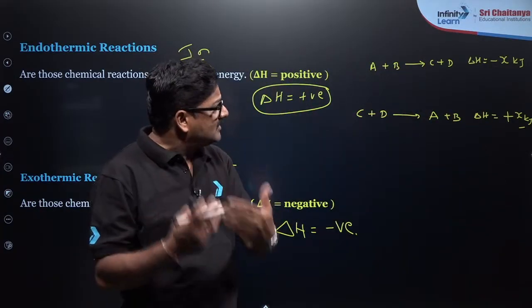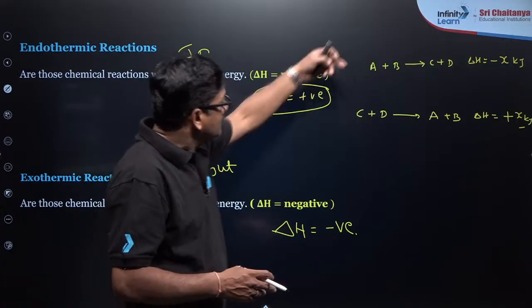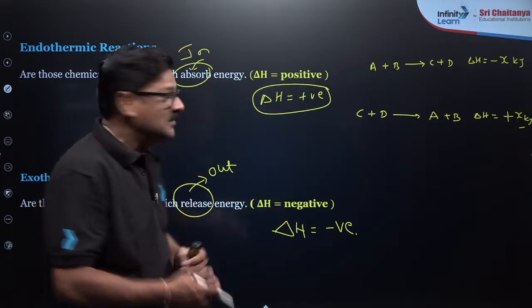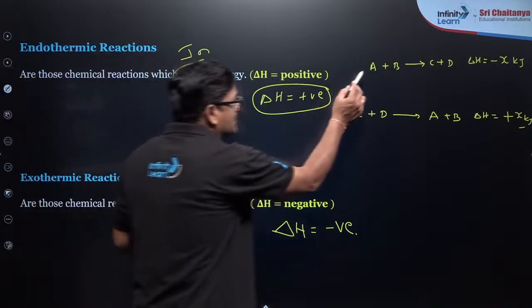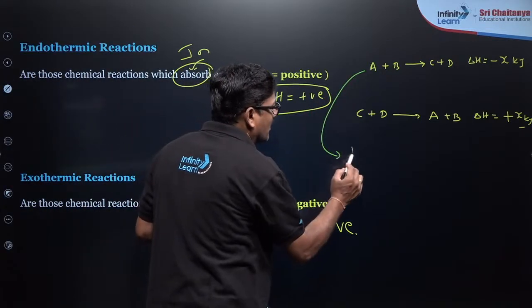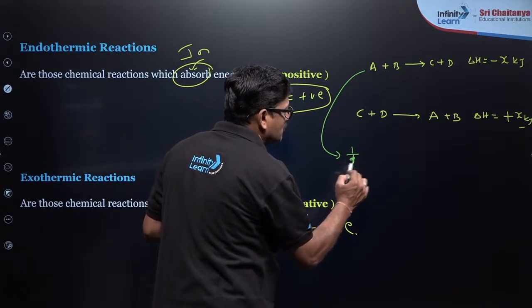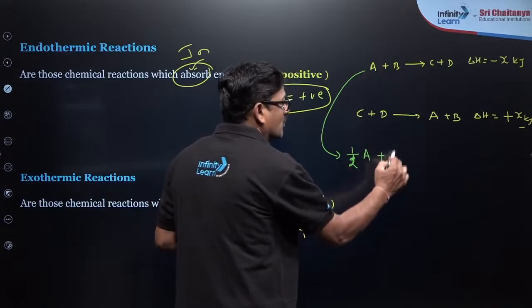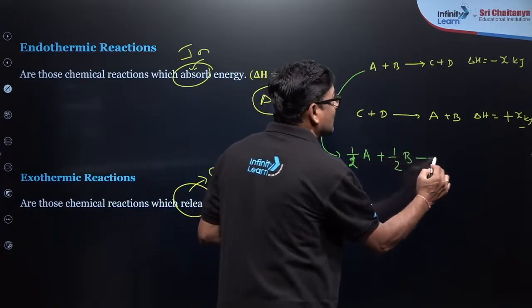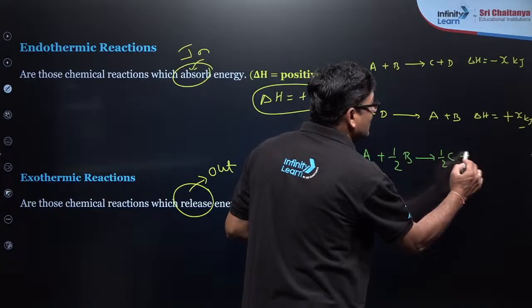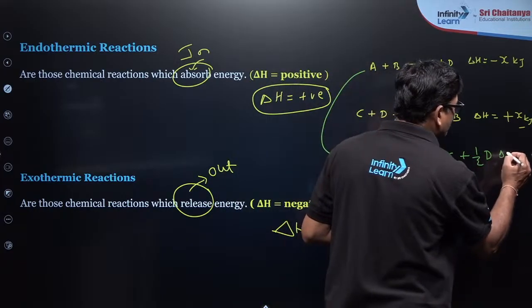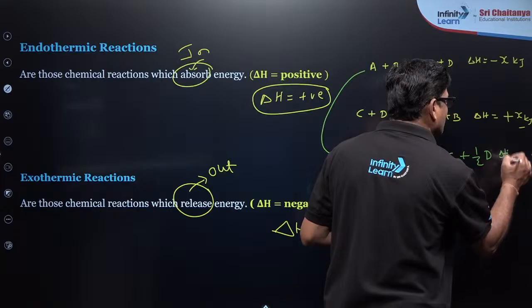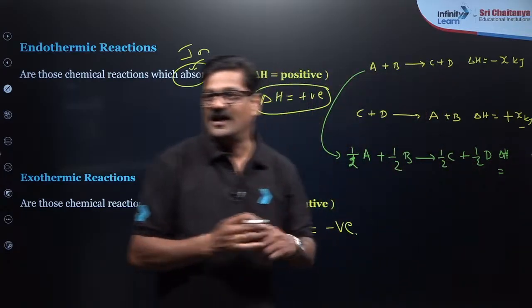If you want to write this, ये reaction आधा कर लो. So yes, this reaction I just want to make it half. Half A: 1 by 2A plus 1 by 2B gives rise 1 by 2C plus 1 by 2D. So delta H कितना होगा? फटाफट बोलो. डेल्टा H कितना होगा? फटाफट बोलो. I want to know.